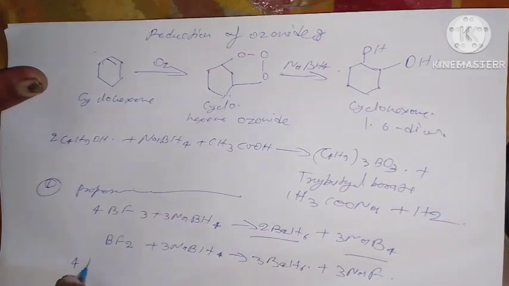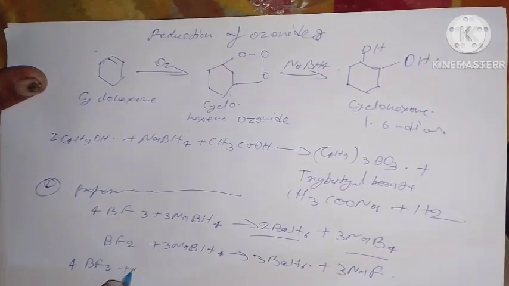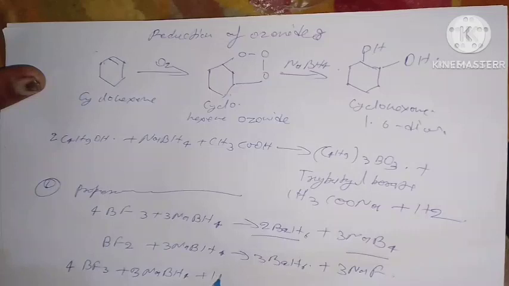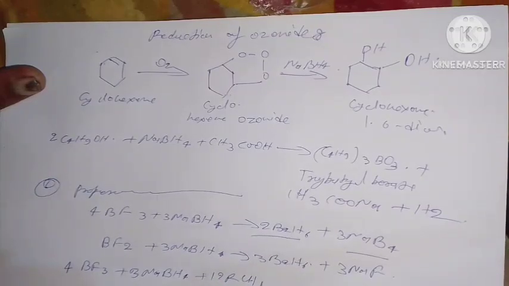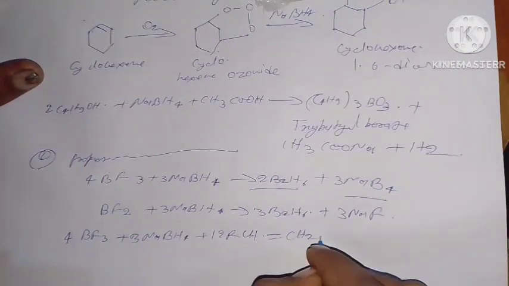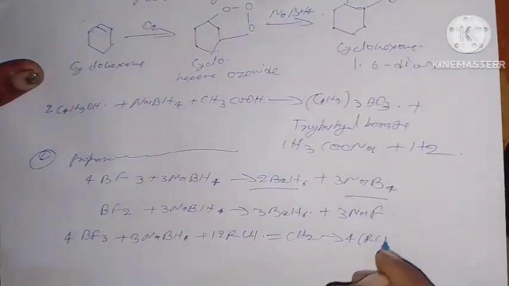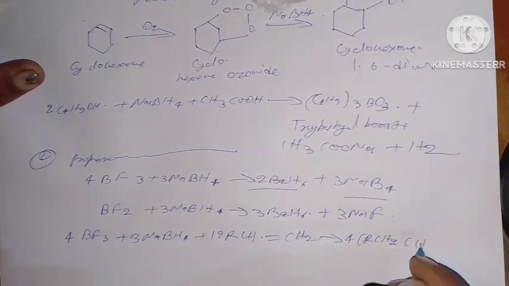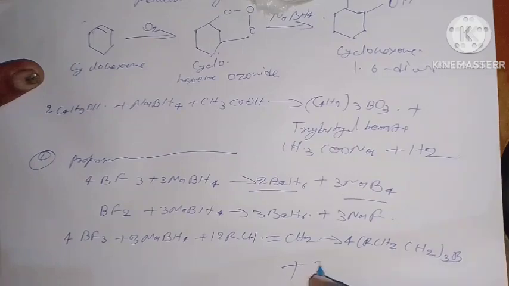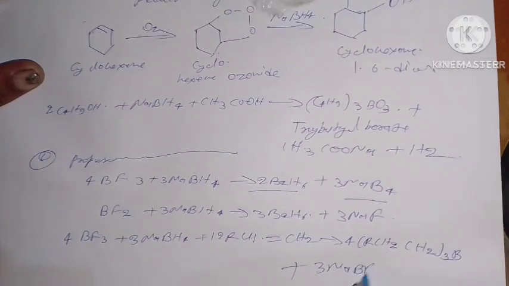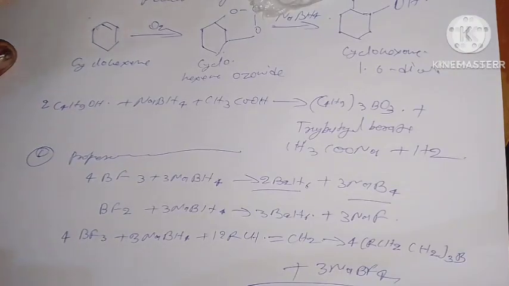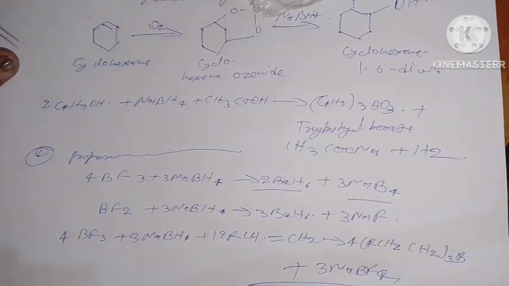Okay, 4BF3 plus 3NaBH4 plus 12RCH=CH2, that makes 4(RCH2CH2)3B plus 3NaBF4. Thank you, students. This chapter is ended, and next chapter we will be studying in the next lecture.